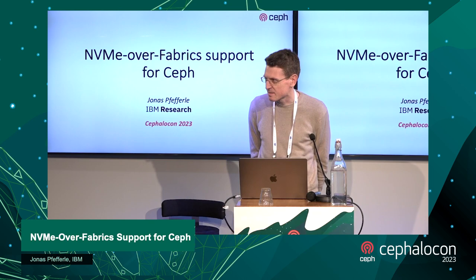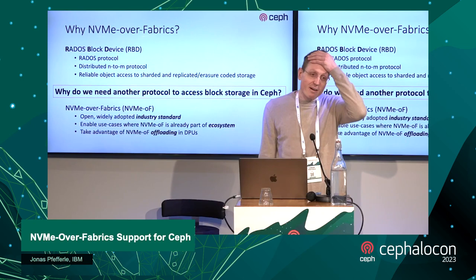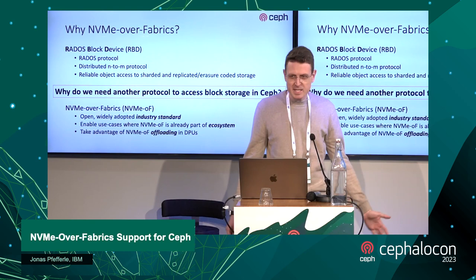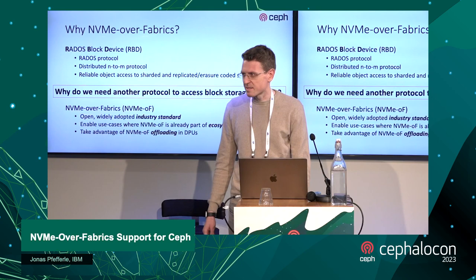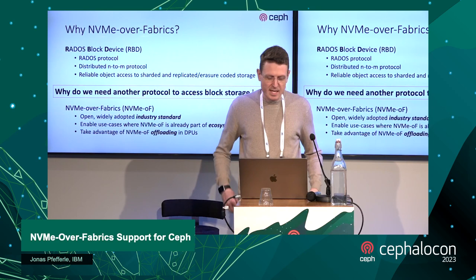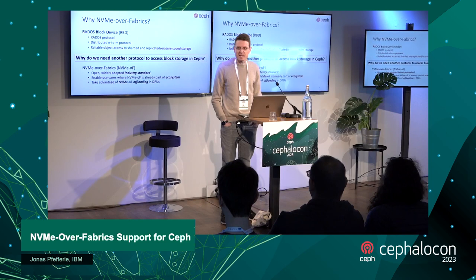So the first thing is, why do we want to do NVMe over Fabrics in the first place? I mean, we have RBD. RBD is on top of the RADOS protocol. It's reliable. It's distributed. And you can directly access your storage. It's sensibly fast, so why put another thing in between? Why add another protocol?